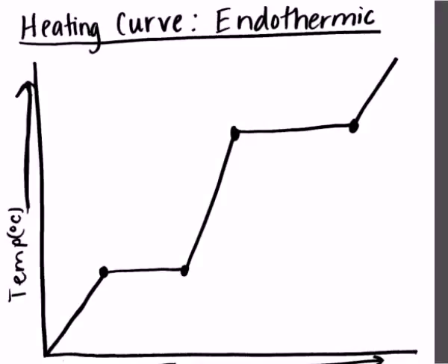When you take a look at a heating curve, guys, or a cooling curve, you can see that there are different sections, different parts to the curve. There are slope lines, and there are flat lines on the curves.